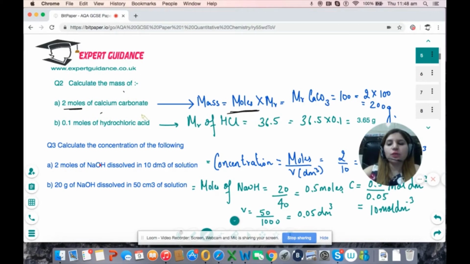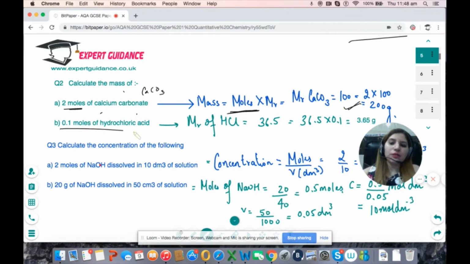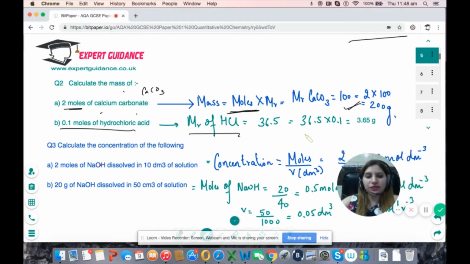So if there's 2 moles of calcium carbonate, CaCO3, the MR of CaCO3 is 100. So 2 times 100, 200 grams will be the mass of 2 moles of calcium carbonate. 0.1 moles of hydrochloric acid, MR of hydrochloric acid is 36.5, times by 0.1. That will give you 3.65 grams.